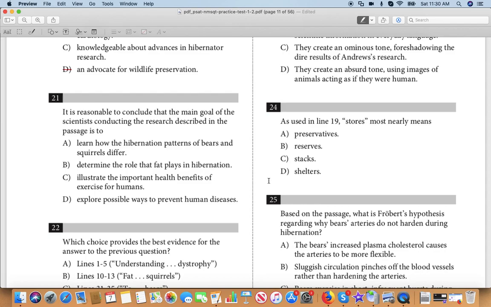21. I totally got this wrong when I first took the test too. Oh my gosh, I'm so embarrassed. Go ahead and read 21. It is reasonable to conclude that the main goal of the scientist conducting the research described in the passage is to. Okay.